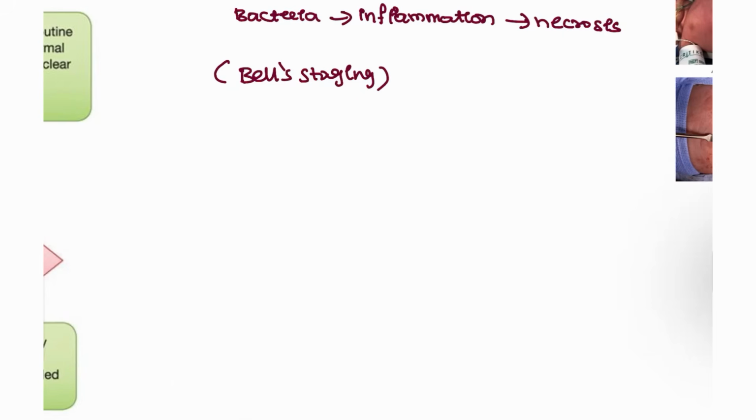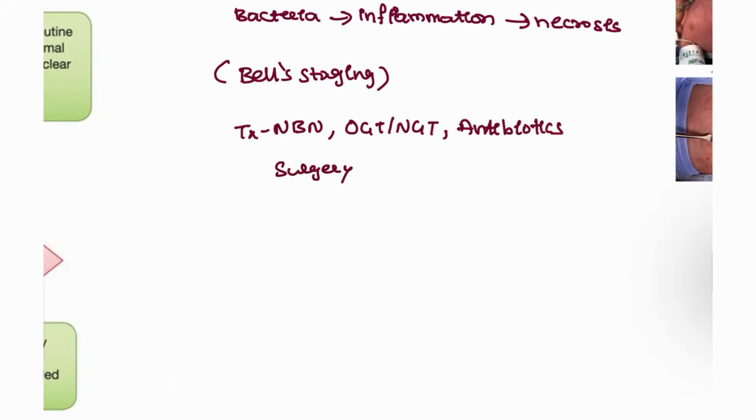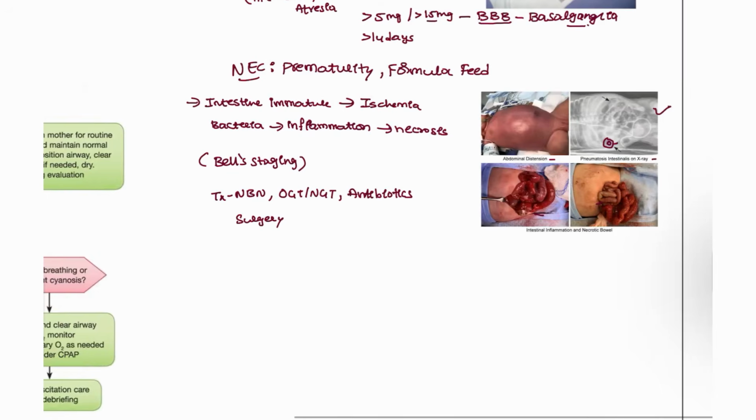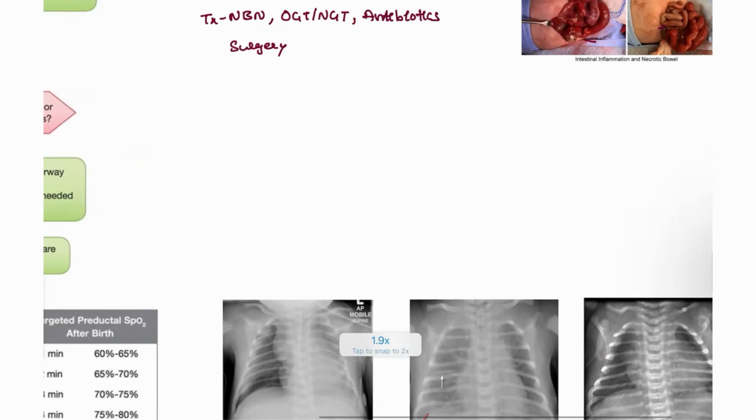Okay, and next, patient treatment: you have to keep the patient NBM, nothing orally, and also an OGT or NGT tube should be given for decompression, and high antibiotics should be started, and before that we have to proceed for surgery to prevent the necrosis. Okay, IV fluids are also given for this patient. So this is necrotizing enterocolitis. Next, moving on to neonatal sepsis.